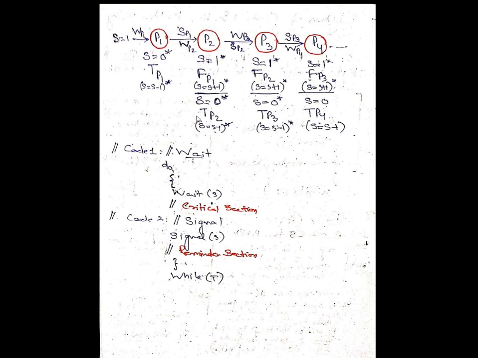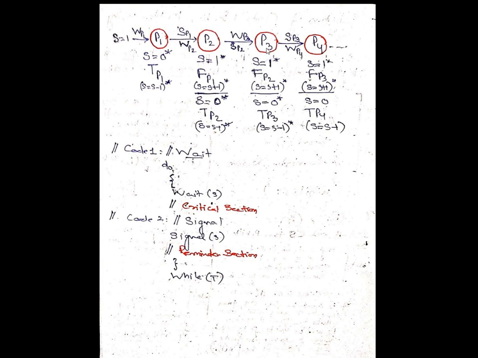When P2 starts working, after some time P2 will go into the signal state. So when P2 goes into the signal state, what will happen? Automatically it will become 1. So this 0 will come, 0 plus 1 is 1. So when it comes to 1, P3 is active.